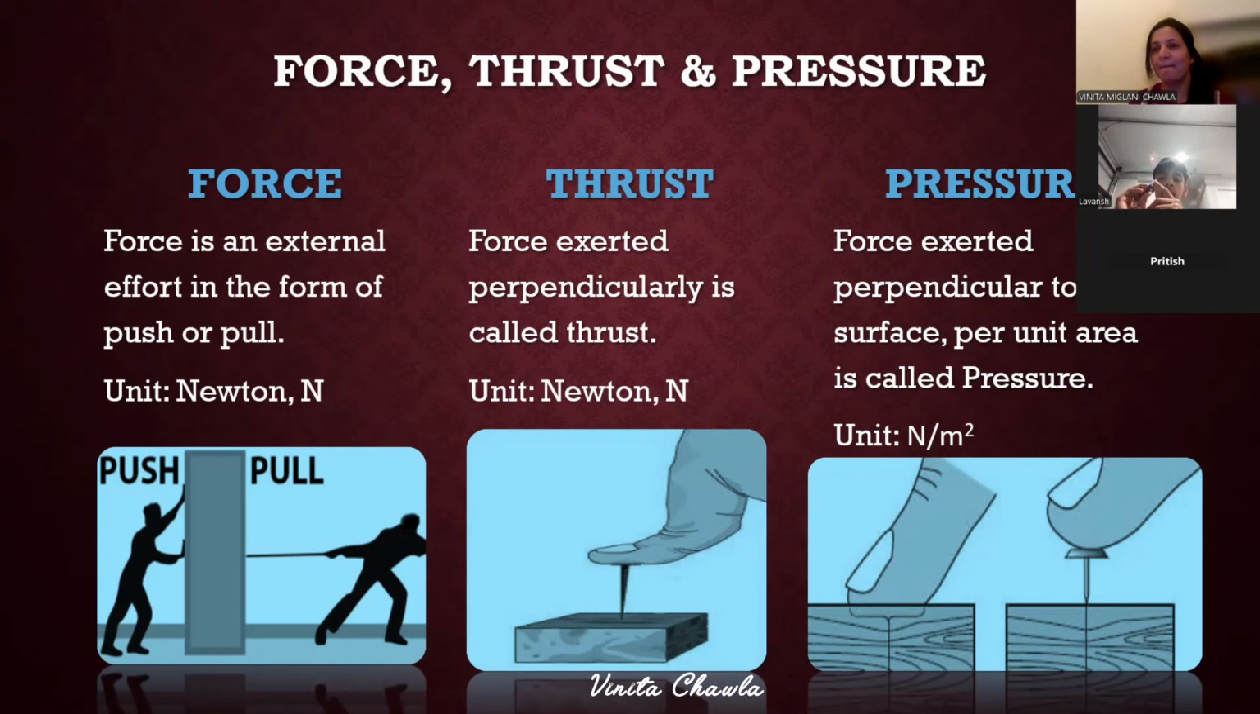Needle one. Why? Because the area is less, so the pressure is more. Because it has a pointed end. It is pointed, and the area of contact is less, and therefore we feel more pressure. So where we have less area of contact, it means more pressure.